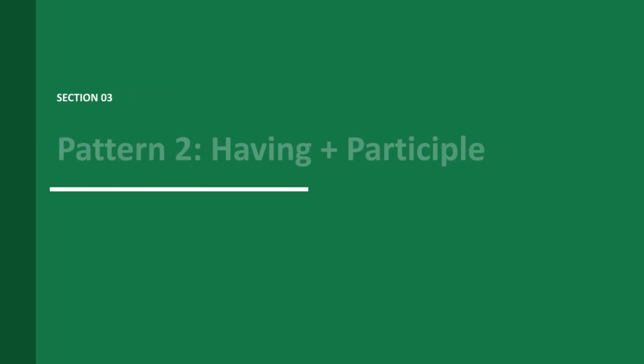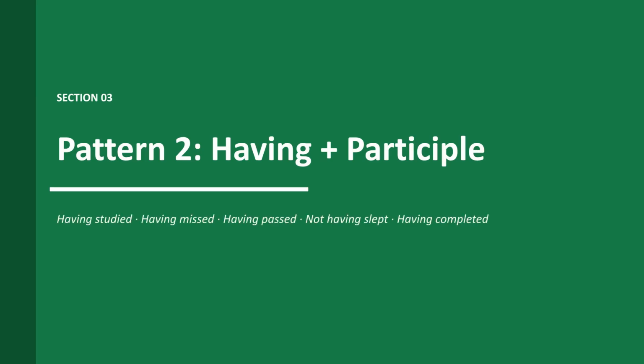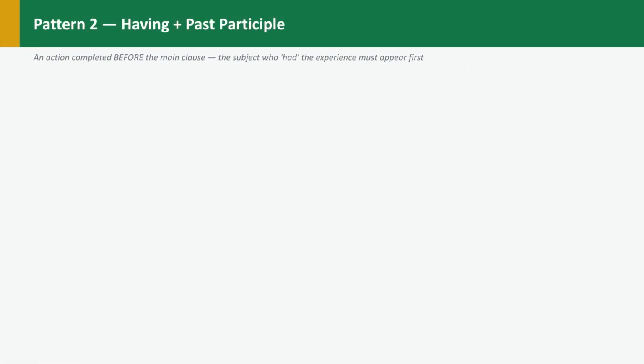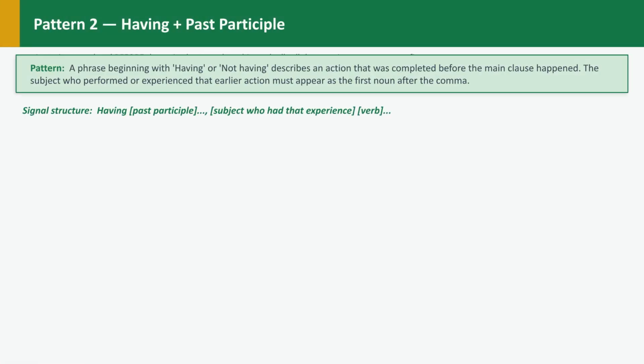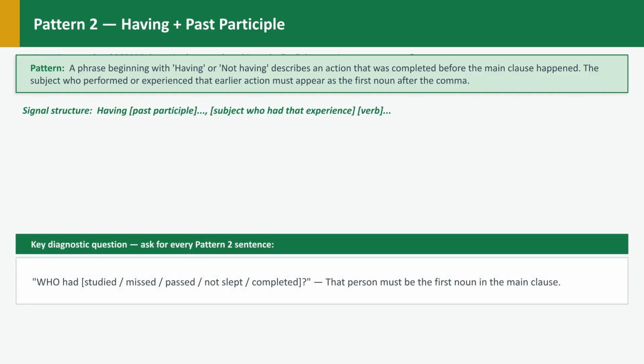Moving on to Section 3, Pattern 2, the having plus participle phrase. This pattern describes an action completed before the main clause action. For Pattern 2, the subject who performed the earlier action, indicated by having or not having, must appear as the first noun after the comma. Use the diagnostic question, who had the experience, to identify the correct subject.